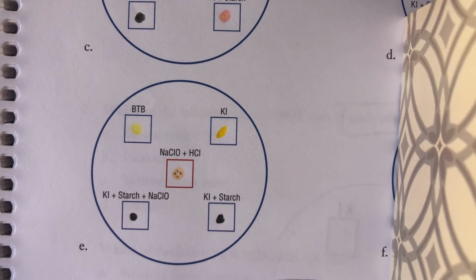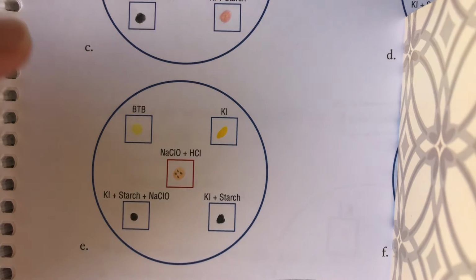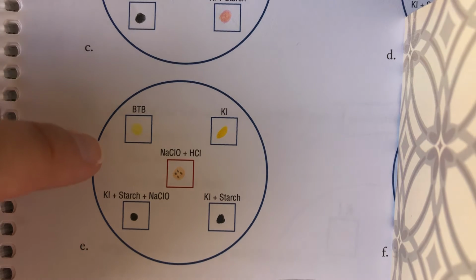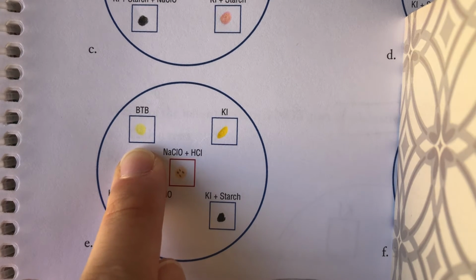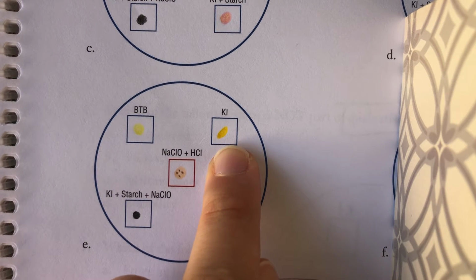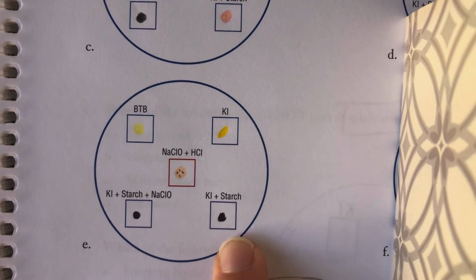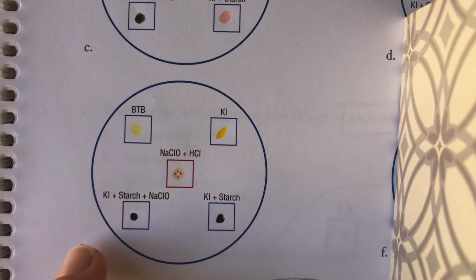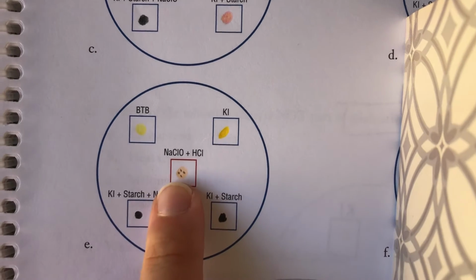For E, we have NaClO plus HCl. Now, for this one, it's kind of the reverse of the NaNO2 HCl reaction. Our BTB is now pale yellow, and our KI is now a darker yellow, or like a mustard color. Our KI plus starch has turned black, along with our KI plus starch plus NaClO, and there are bubbles forming here.